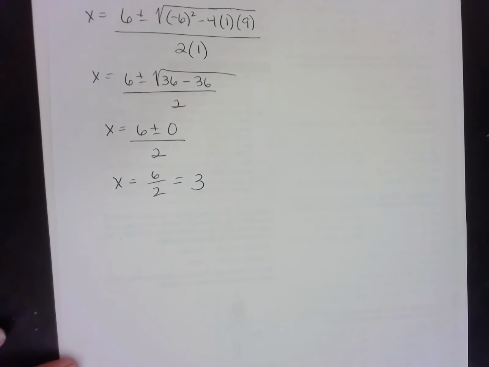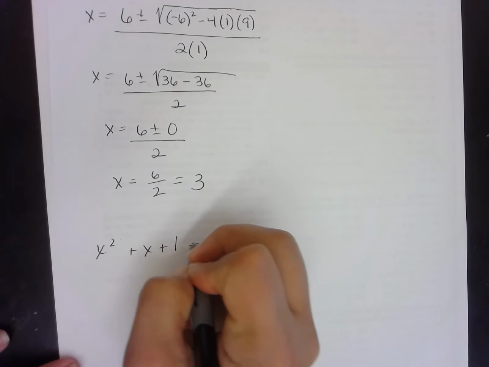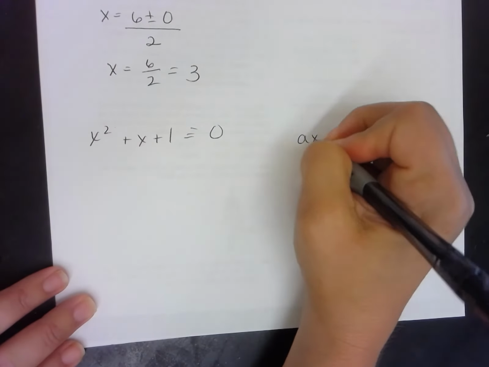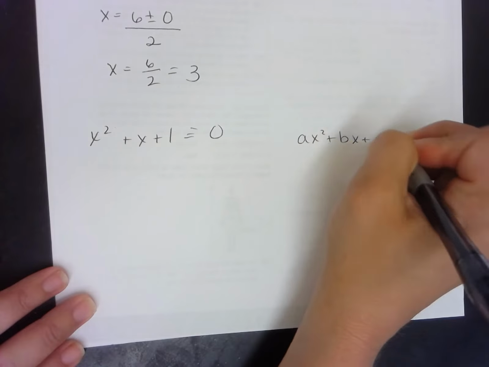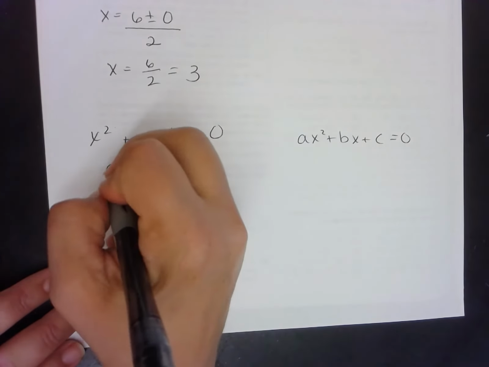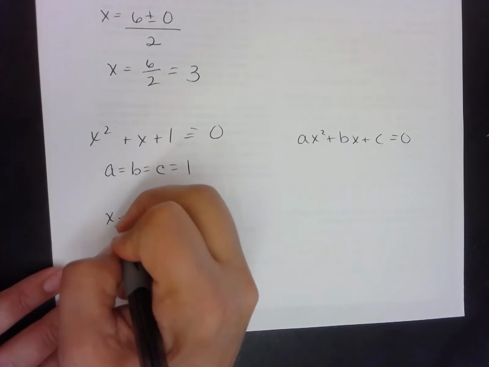So let's look at one more case. I have x squared plus x plus 1 is equal to 0. It's in my ax squared plus bx plus c form. So in this case, my a, b, and c are all 1. So a equals b equals c equals 1. So this should be quite easy to put in my formula, right?